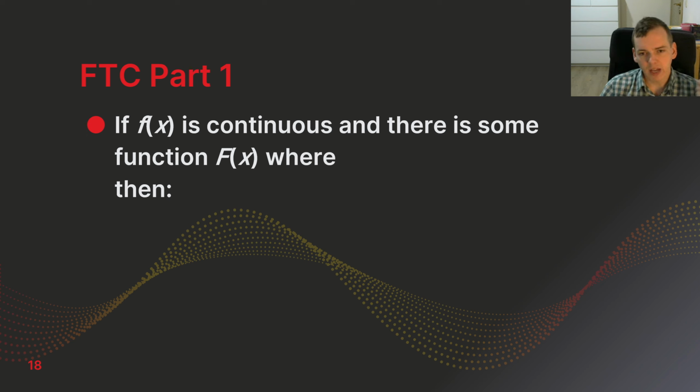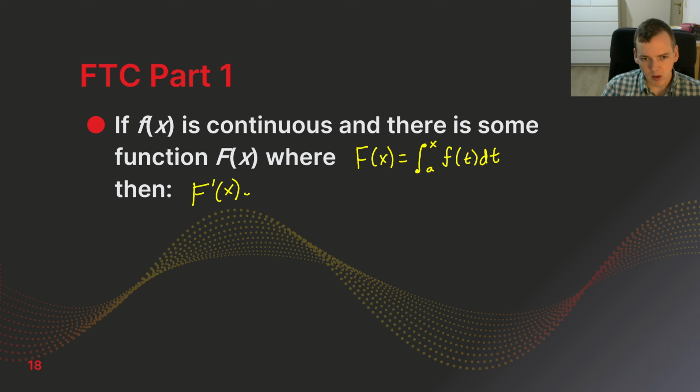Part one is that if f of x is continuous, and there is some function capital F of x, where that capital F of x is equal to the definite integral from some value a to some other value x of a function f of t dt, then by definition the derivative F prime of x will equal lowercase f of x. So there's a little bit of nuance to this.